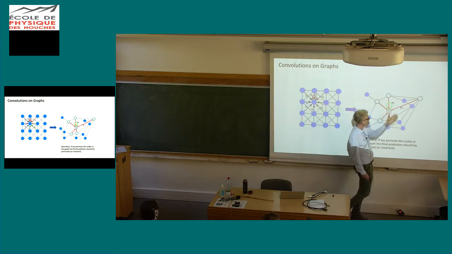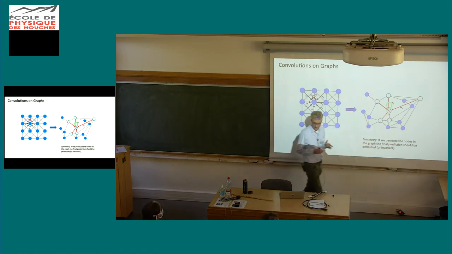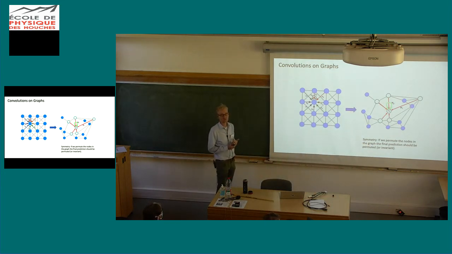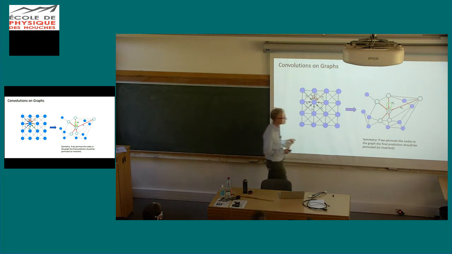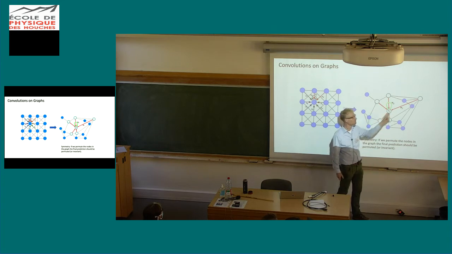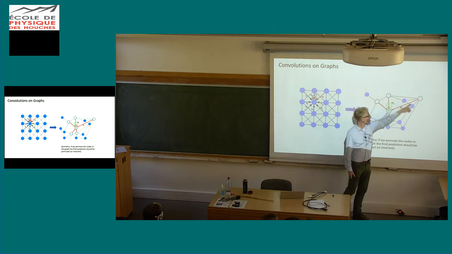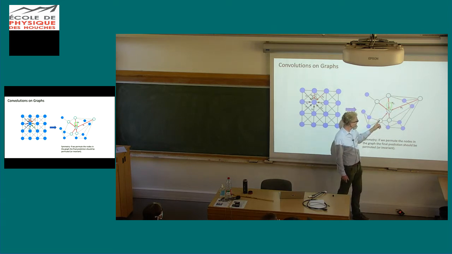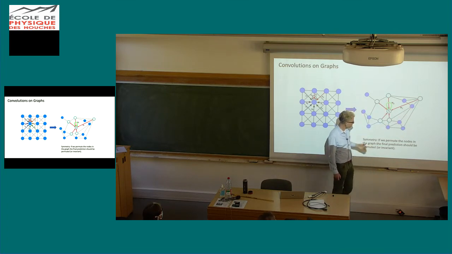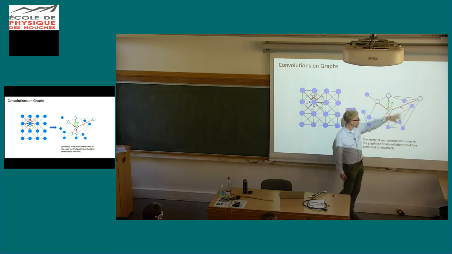So the only thing I can do, if I want to be independent of that ordering that I choose, is to use the same matrix W to multiply each one of the neighbors. Because if I use the same matrix W and multiply it with each of the neighbors, then if I move this guy here, it doesn't matter because it gets multiplied by the same matrix anyway.